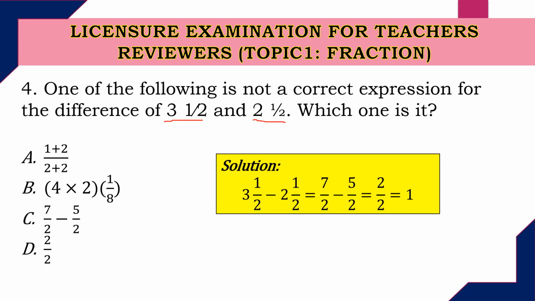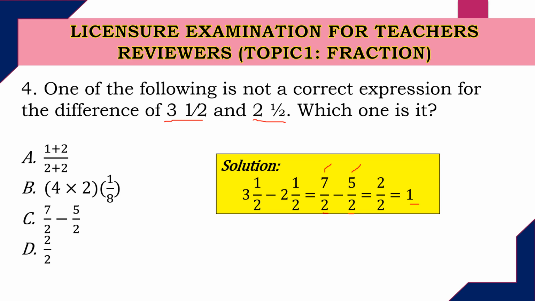So, 3 and 1/2 minus 2 and 1/2, that is equal to 1. Because, if we are going to write 3 and 1/2 and 2 and 1/2 to its equivalent improper fractions, we have 7 over 2 and 5 over 2. So, they are similar fractions because they have the same denominators. So, 7 minus 5, that is 2. And then, let us copy the denominator, which is 2. So, 2 divided by 2, that is 1.